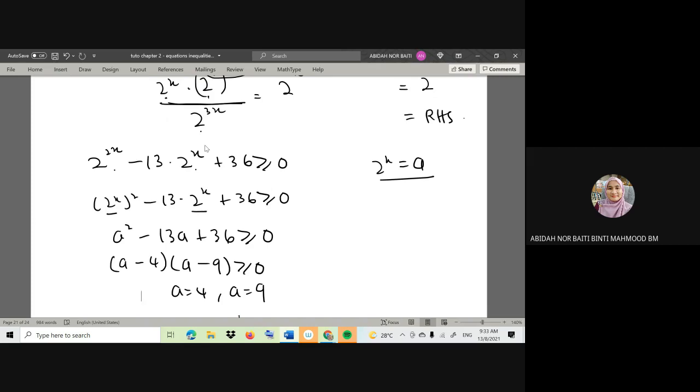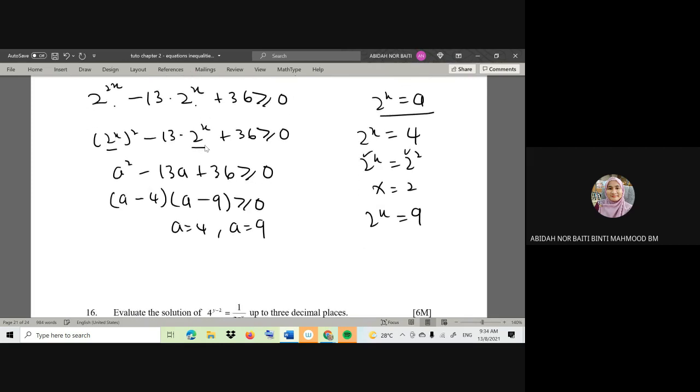Boleh ke? Then we substitute back, 2^x equals to 4. 4 is 2 squared, so x is 2. Okay, yang 9 tu macam mana? Yang 9 tu? 2^x equal to 9. So kalau macam ni, this is same base, so we can convert its power. Kalau base tak sama macam ni, kita boleh buat apa? If different base, how to find x? We can log both sides saja. Okay, therefore x equal to log 9 over log 2.